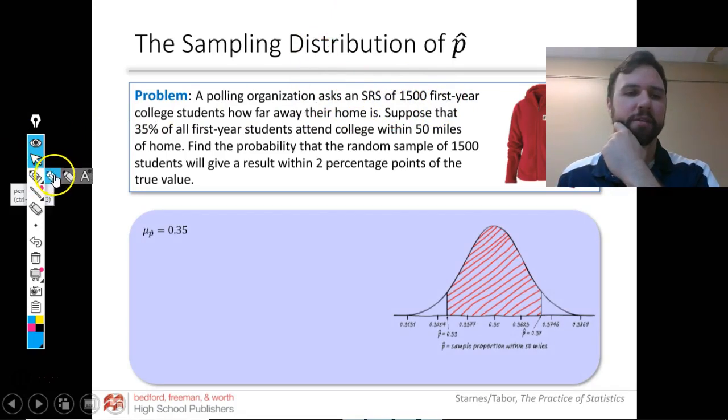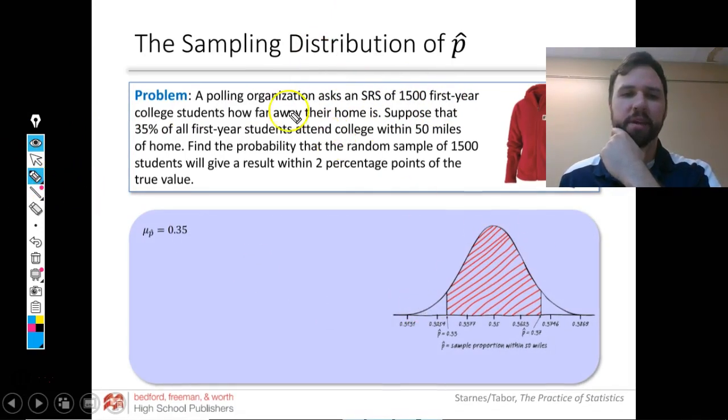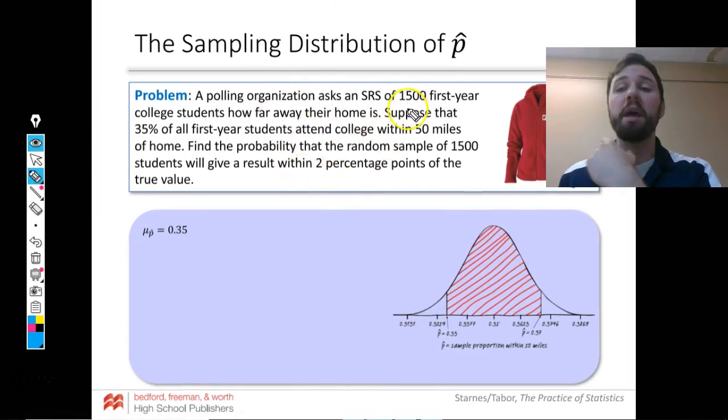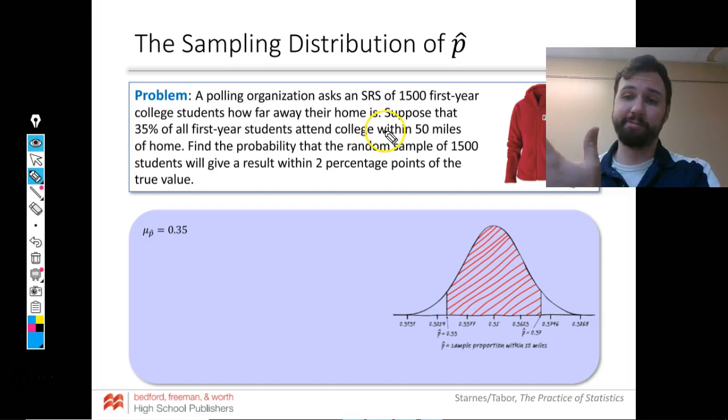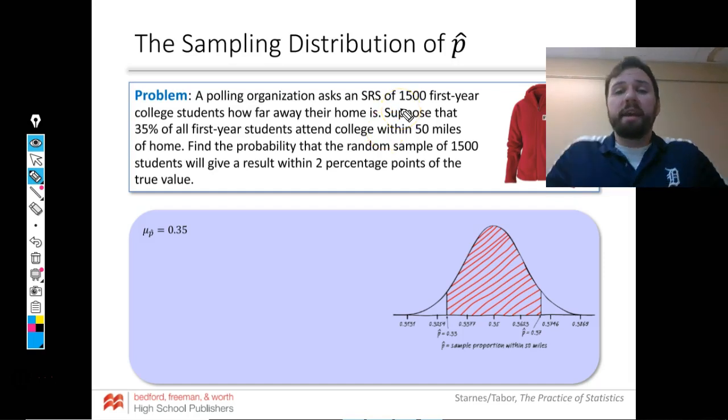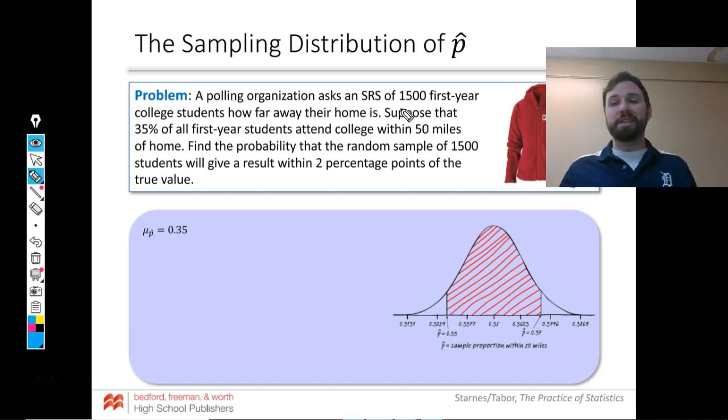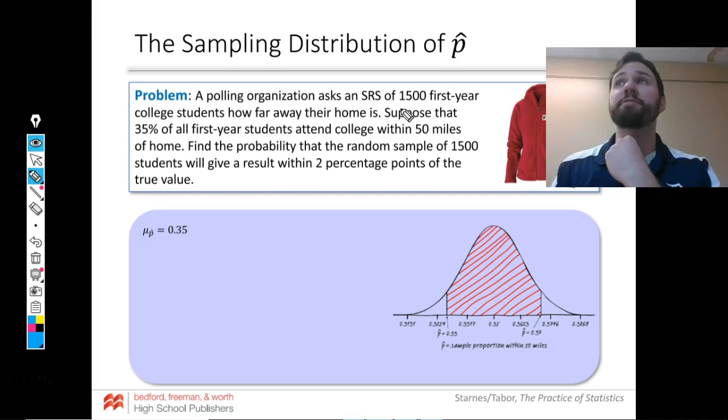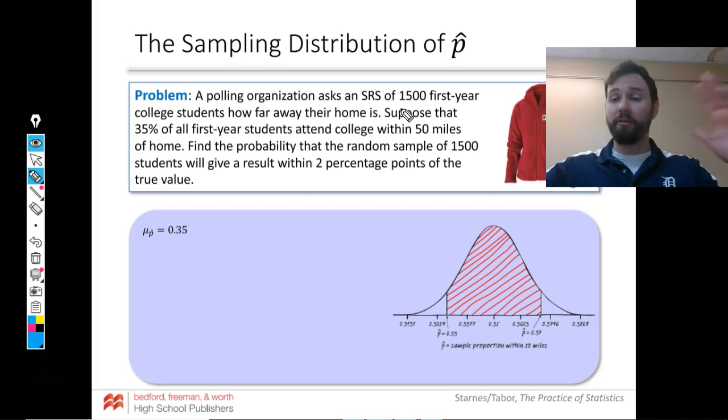All right, I'm going to graph it. Now, is n times p and n times 1 minus p over 10? 0.35 times 1,500 is much larger than 10. And 1,500 times 0.65 is way over 10. So we're good. It's normal. Now we have to think about this. 1,500 students is less than 10% of all freshman students. Agreed? Okay.